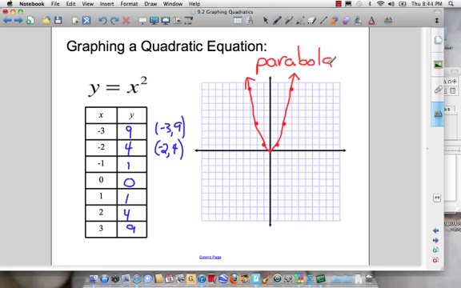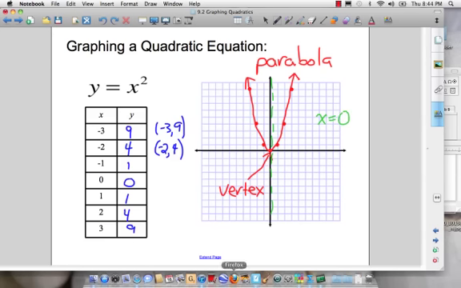And some features to notice about the parabola. This point right down here is called the vertex. That's where it turns around. And also notice that a parabola is always symmetric. In this case, your line of symmetry is right there. It cuts the parabola into two halves. And in this particular example, the equation of that line is x equals 0. It's a vertical line at x equals 0.